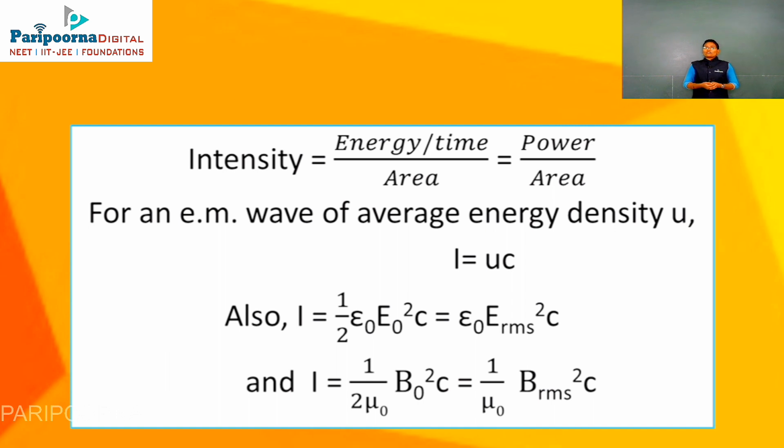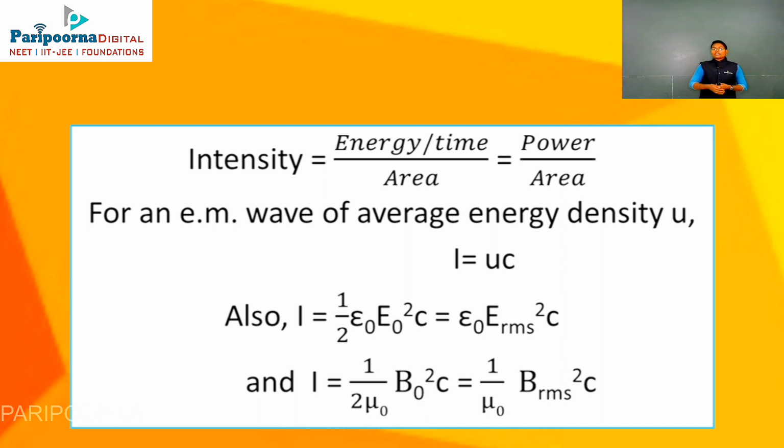So intensity of the wave is nothing but energy per time divided by the total area. Energy by time can be represented as power. So power divided by area. For an electromagnetic wave of average energy density U, I equals U C. So we can write I equals half epsilon naught E naught square C, that is, for the electric field, epsilon naught E RMS square C.